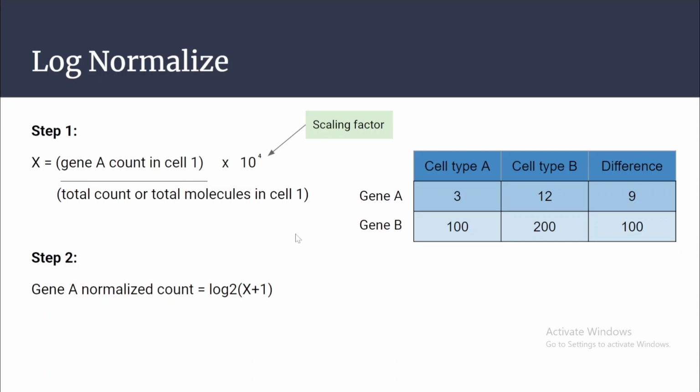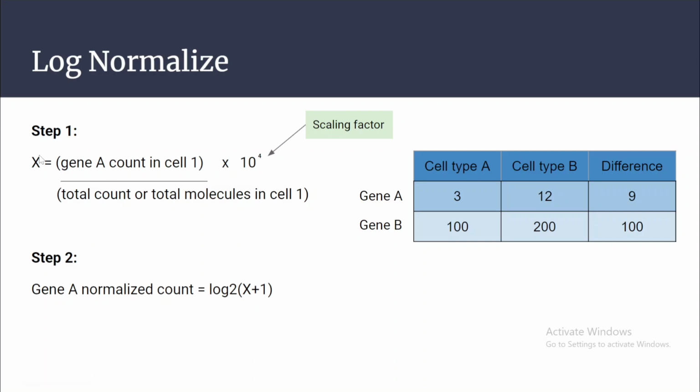To perform the normalization, step one is basically the gene A count in cell 1. For example, this is cell 1, this is cell 2. If we have to calculate the normalized value for this particular cell, we have to divide 3. This will be the gene A count in cell 1, the value 3. And what will be the total count or total molecules in cell 1? This will be 103. So we have to divide by 103 and then multiply with the scaling factor, that is 10 to the power 4, that is 10K, which is the default in the Seurat pipeline.